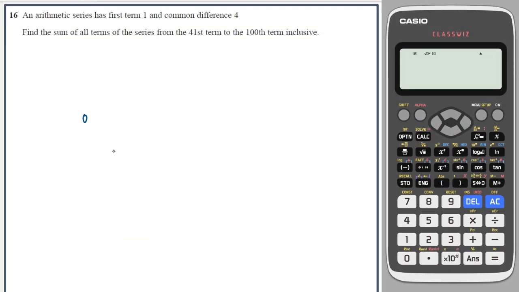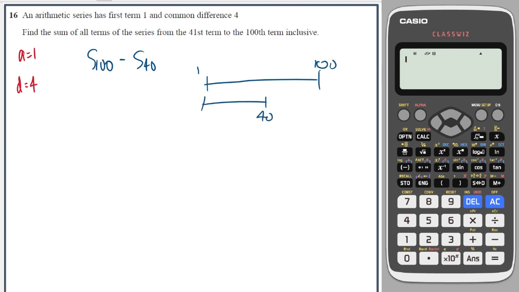Okay, question 16, we have the first term is 1 and the difference is 4, and it's asking us to work out all of the terms from the 41st to the 100th. So we're going to do sum of 100 minus sum of 40. And the reason for that is that 1 to 100 gives us all of these, and 1 to 40 gives us all of these. So if I do the top one minus the bottom one, then I'm left with 41 up to 100, which is what I need.